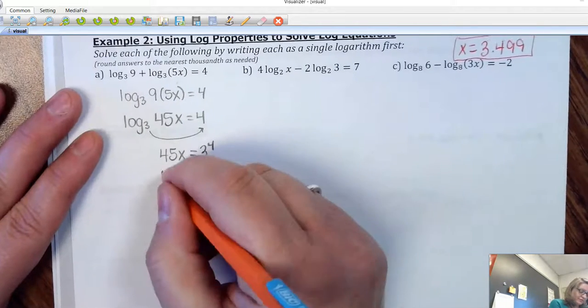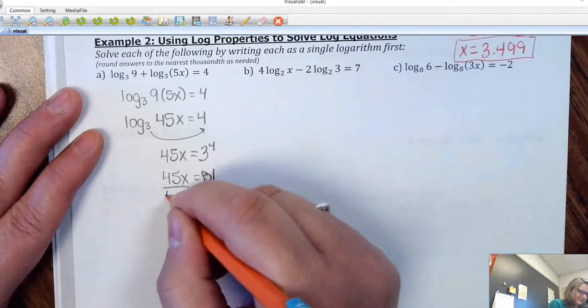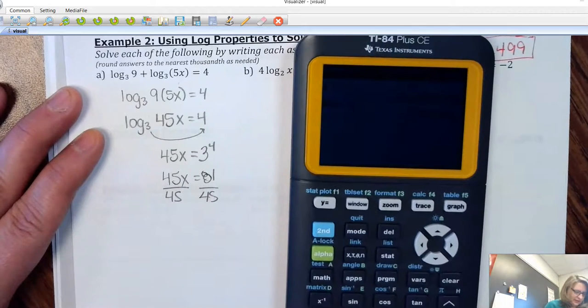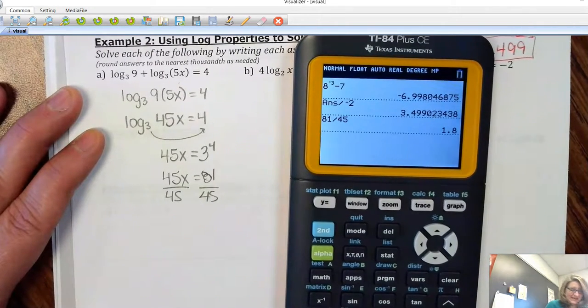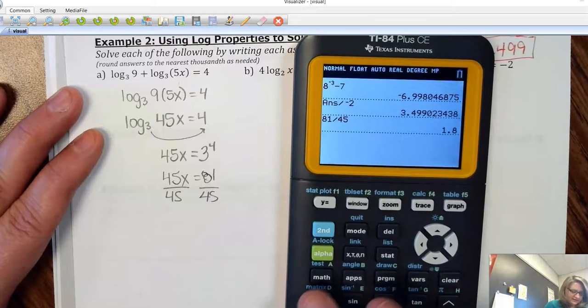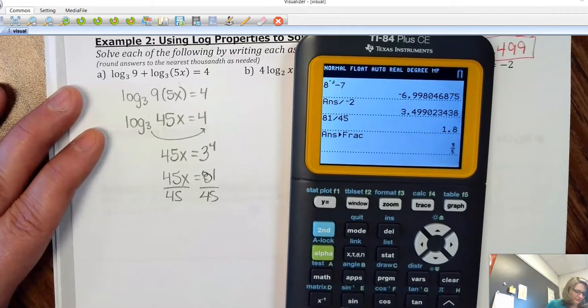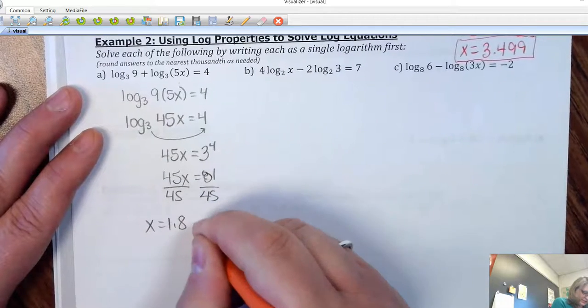And so 3 to the 4th power is just 81 here. Divide both sides by 45, and I'm just going to grab my calculator here real quick. 81 divided by 45, and I got 1.8. If you want to write that as a fraction, I just did math enter there. That should be 9 over 5. So I'm going to put 1.8, or as a fraction, 9 over 5.